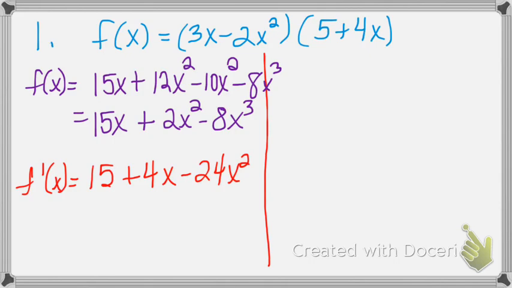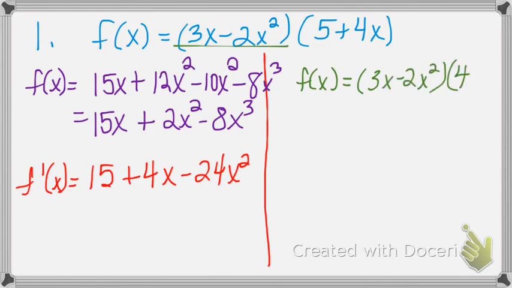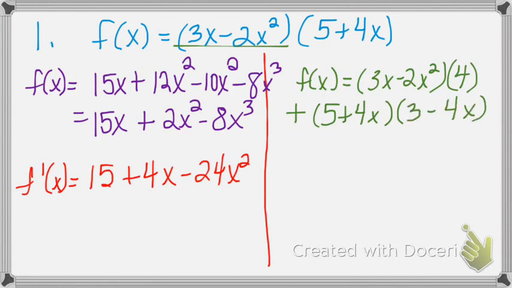So if I were going to use the product rule here, I would start with the first function, which is this one here. I would multiply it by the derivative of the second, which would be just 4. And then plus the second. And then I would multiply by the derivative of the first, which comes out to be 3 minus 4x. And that's the derivative. So I didn't have to simplify it first. But now I have to simplify 4 times both of those terms.